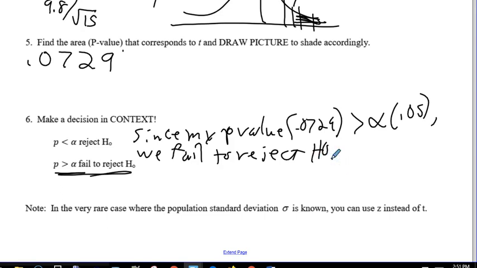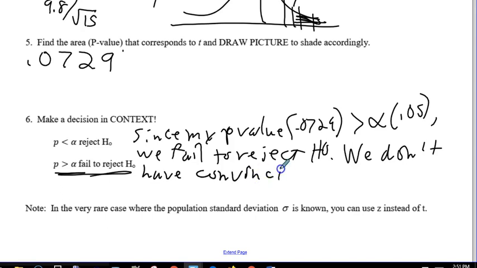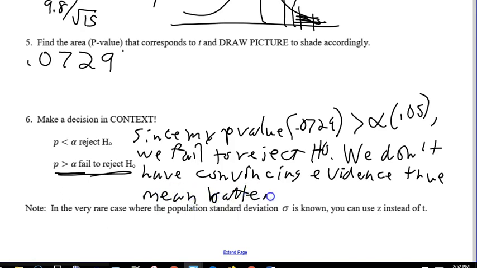We do not have convincing evidence. We didn't do this part yesterday, but this is going back to the old way. We don't have convincing evidence that the true mean for battery life is greater than 30 hours.